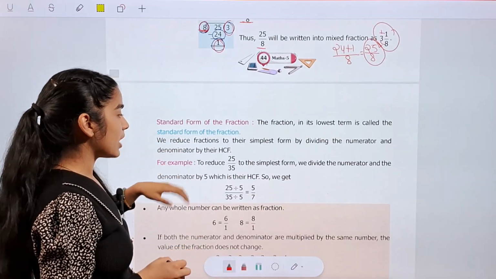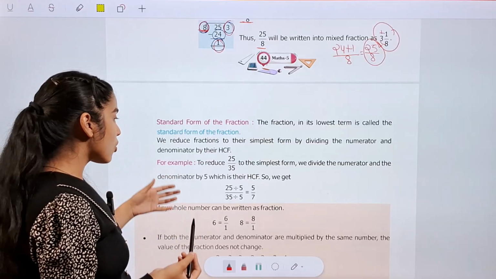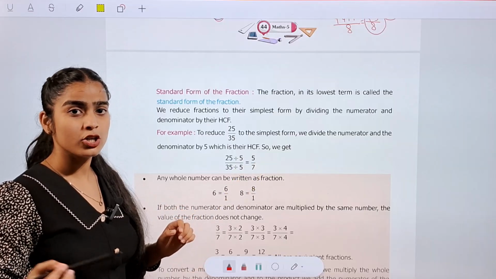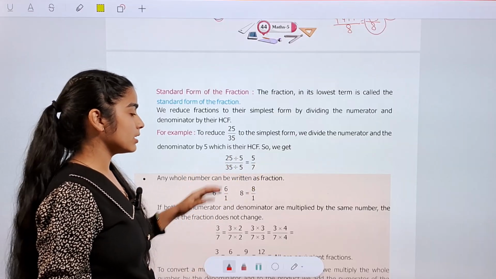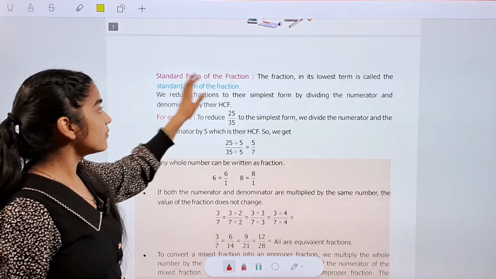Standard form of the fraction. The standard form of a fraction means the numerator and denominator do not have any common factors. For 5 and 7, there is no common factor by which both are divisible. You can also call it the simplest form of the fraction. It is called the standard form of the fraction.